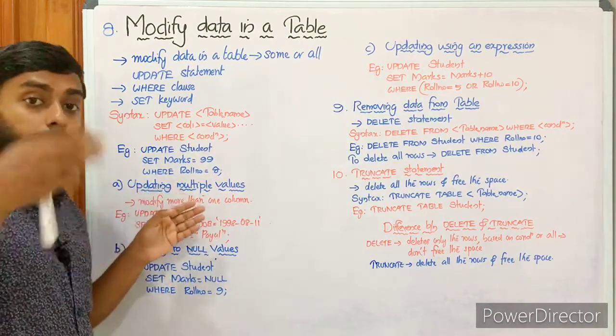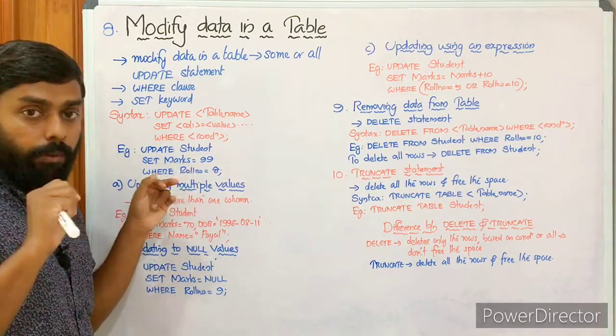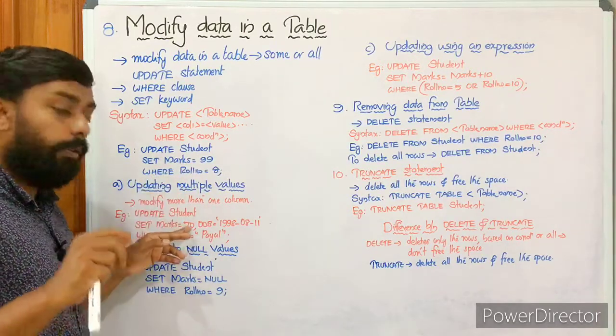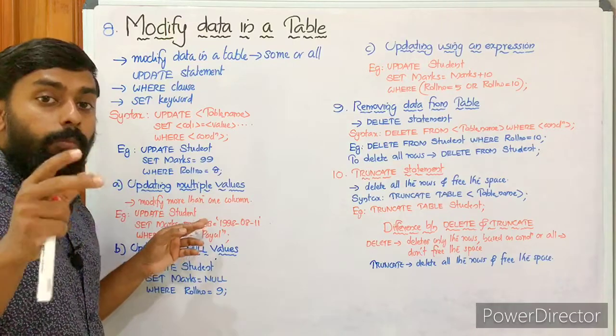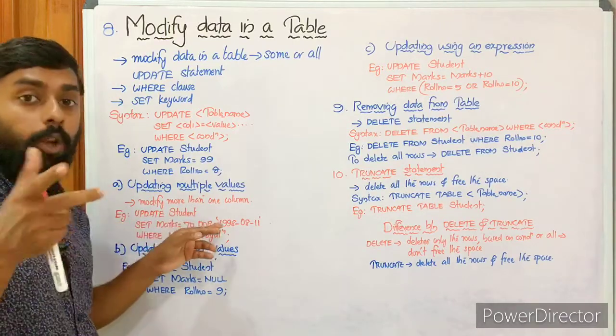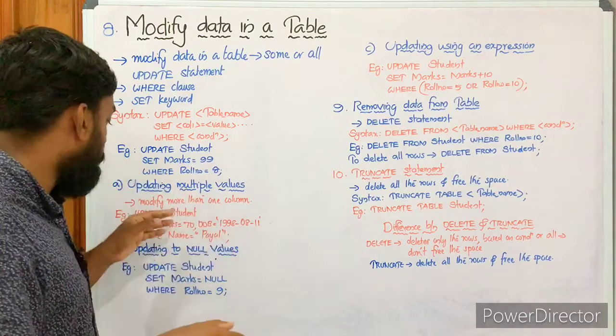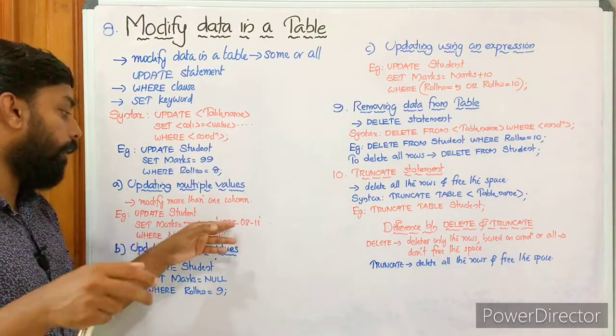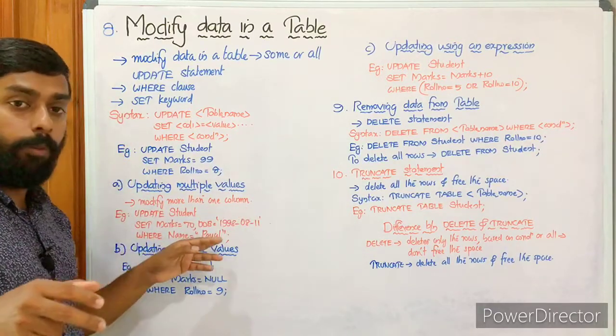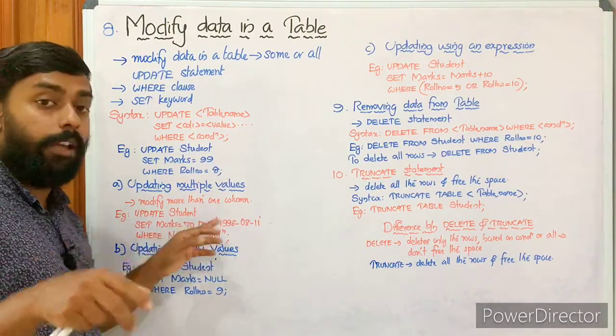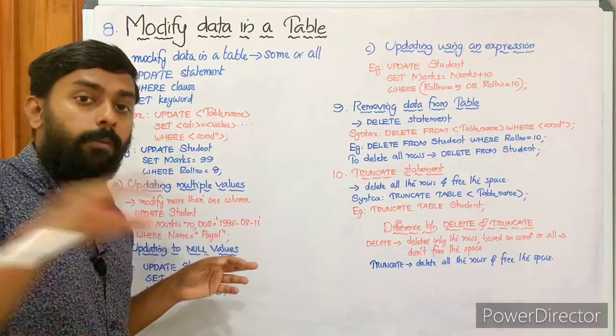Then updating multiple values. Here we have applied it to only one column. Now it will be applied to more than one column, that is marks and DOB. Modify more than one column: update student, set marks equal to 70, DOB equal to 990811, where name equal to Payal. Payal's marks and date of birth will be modified, two columns' values will be modified.